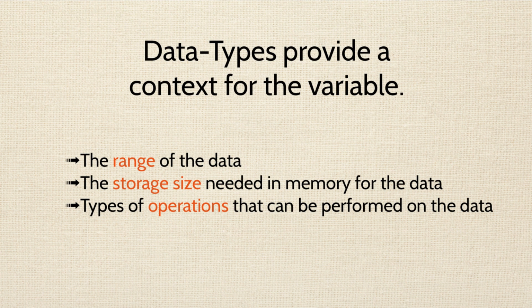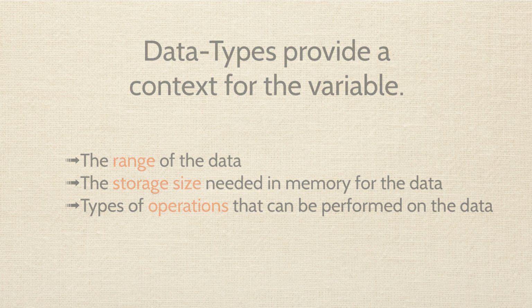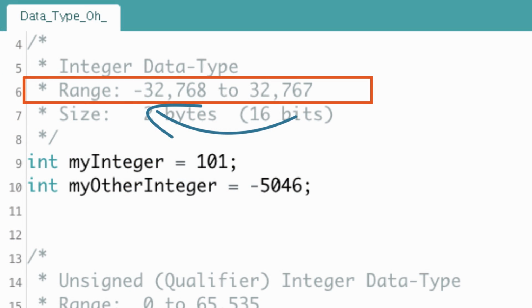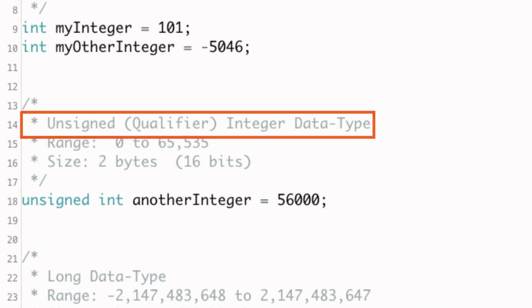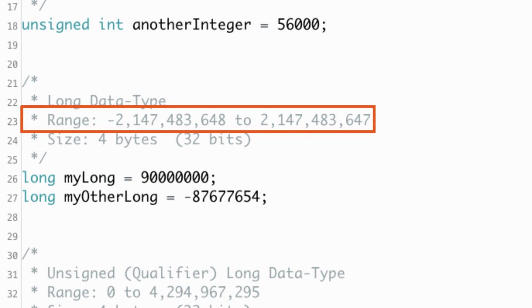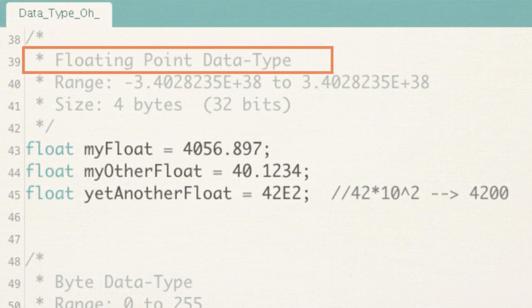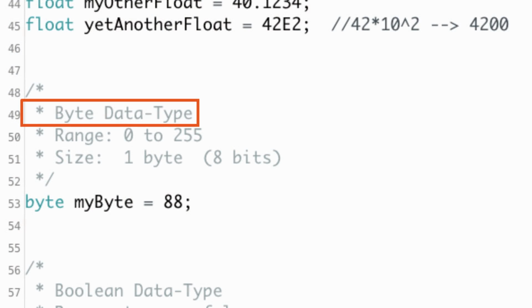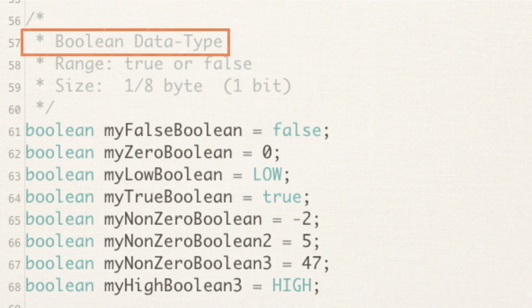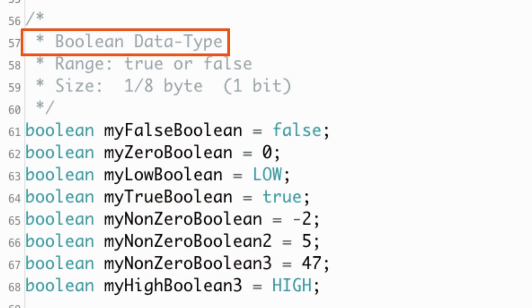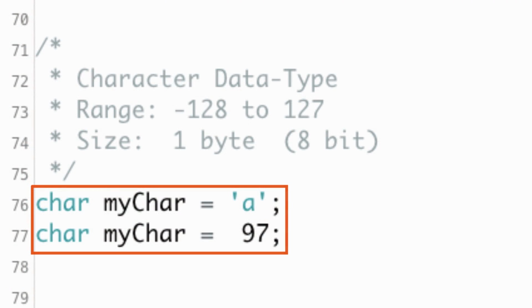Well, that's it for data types. Let's review what we've talked about. We talked a little bit more about data types and what they do for us. We talked about integers, talked about the rollover of integers and that they only hold whole numbers. We talked about integer qualifiers, specifically unsigned. We talked about the long data type and that it's a really big number. We talked about floating point numbers with the float. We talked about the byte and how it holds a number from 0 to 255. We talked about the Boolean data type, which is either true or false. And then finally, we talked about the character data type.